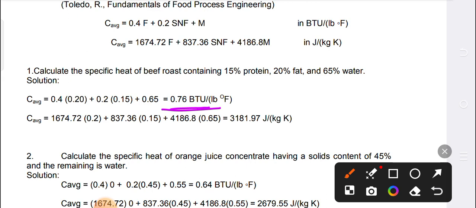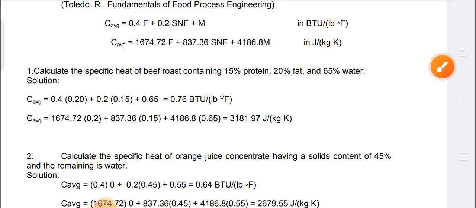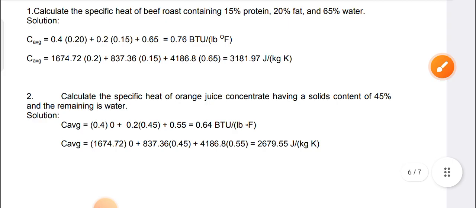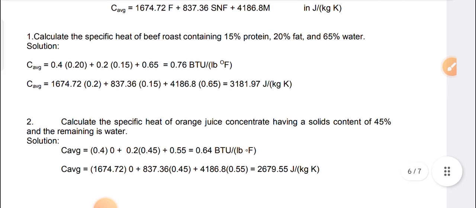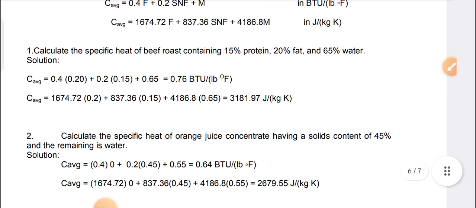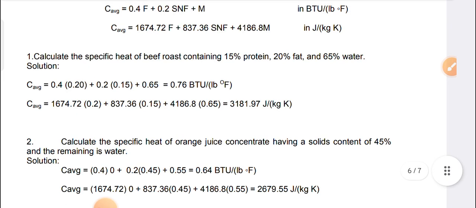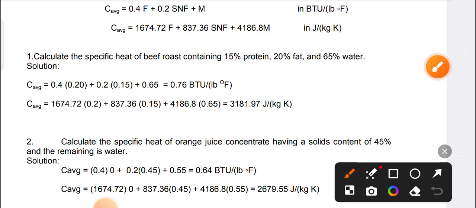Or in terms of SI unit, that would be 3,081.97 joules per kilogram per Kelvin. Okay, let's have another example. What would be the specific heat of orange juice concentrate with a solid content of 45%?